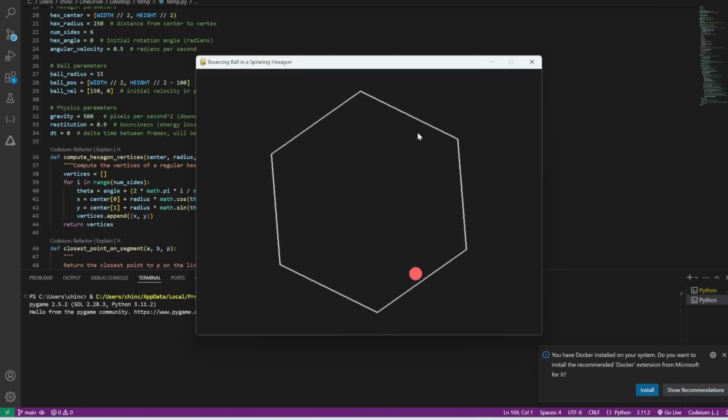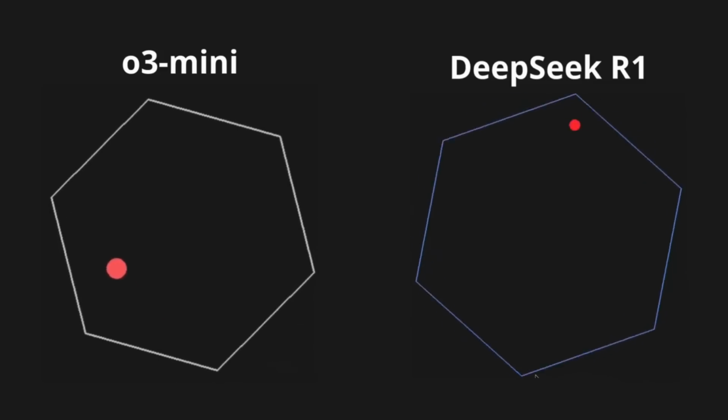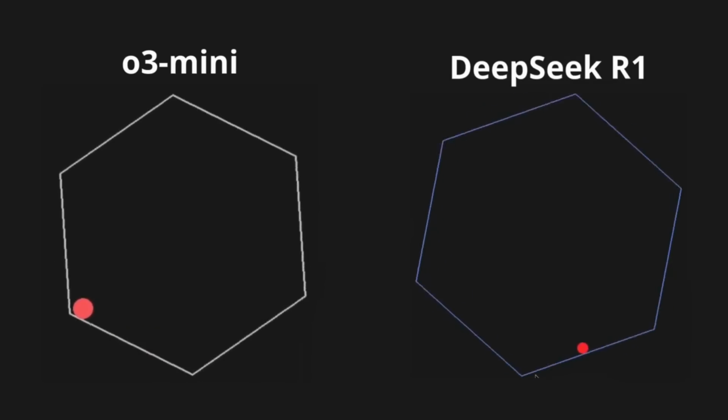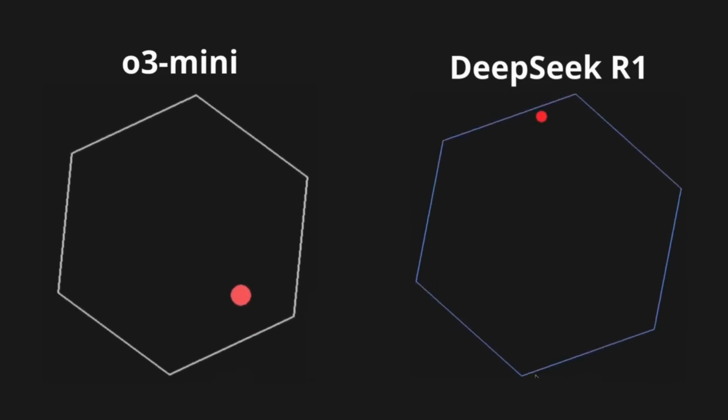And look at that. It nailed it. This is indeed a ball bouncing inside a spinning hexagon, and the ball is affected by gravity and friction. Very, very impressive. By the way, if you input the same prompt in DeepSeek R1, even though I'm a really big fan of DeepSeek R1, it's great for a lot of things, but it cannot get this prompt correct.